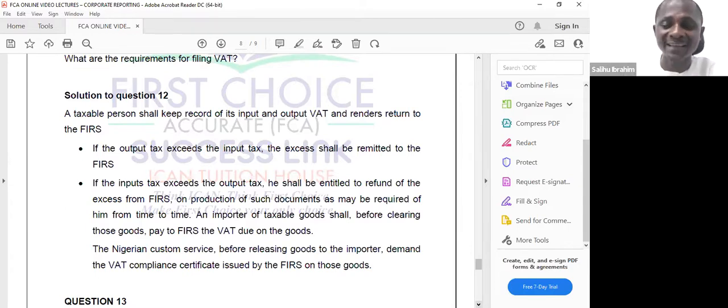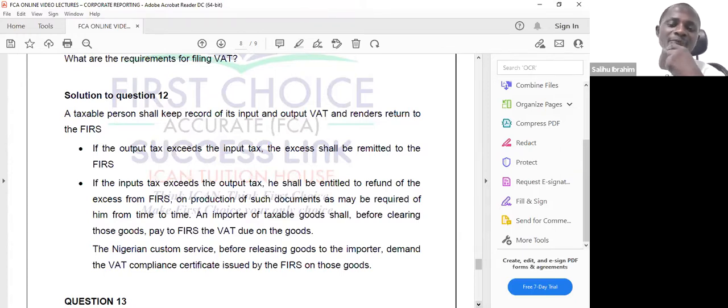And if that is the case, and you're able to claim it, you can't get your cash. Government will not pay you in cash. The highest is that you can use it against subsequent output VAT. Okay, against subsequent output VAT.